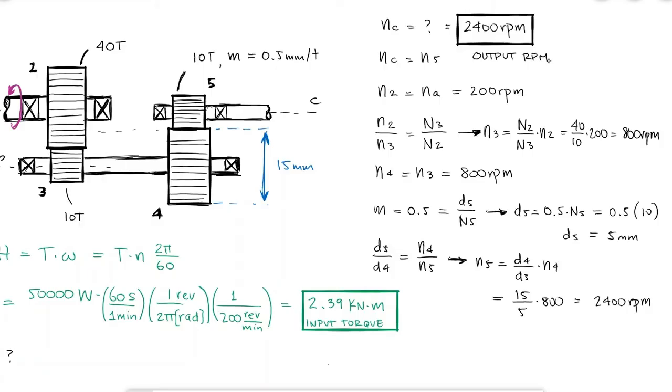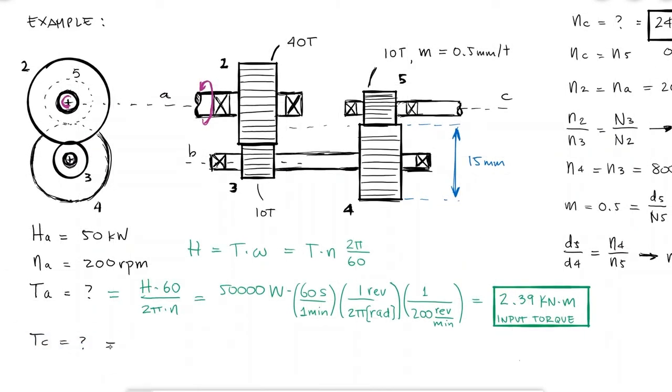Finally, to calculate the output torque, I could either repeat this procedure I just did and use relationships that allow me to calculate the torque instead of the revs per minute, or I can use the given power and the revs per minute I found for shaft C to find that torque.